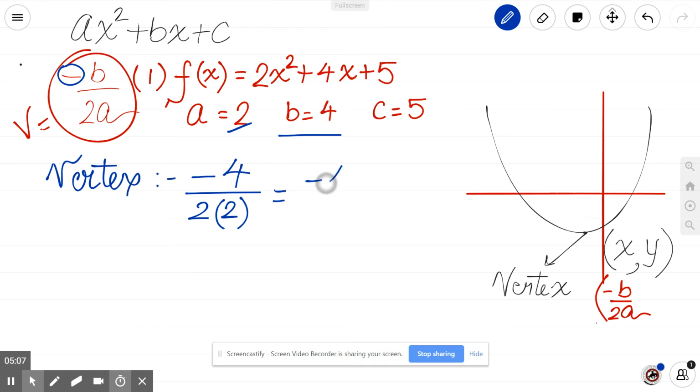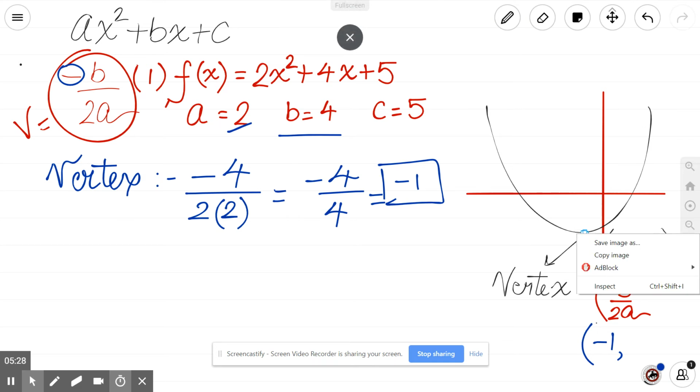So this will be negative 4 over 2 times 2, which is 4. When I simplify this fraction, I get negative 1. So that means the x value of the vertex is going to be negative 1. Now I'm still not completely done, reason being that I have found the x value where the graph is turning, but I have not found the y value for the graph making a turn.